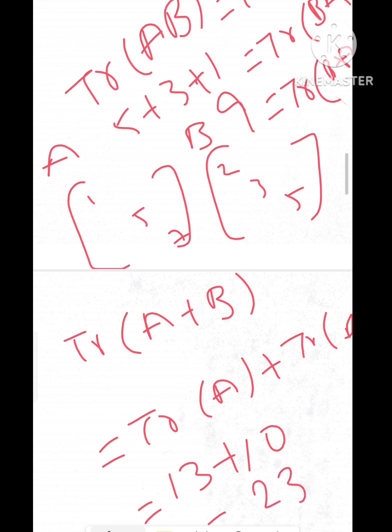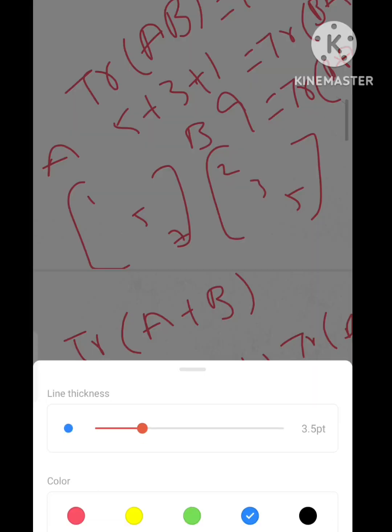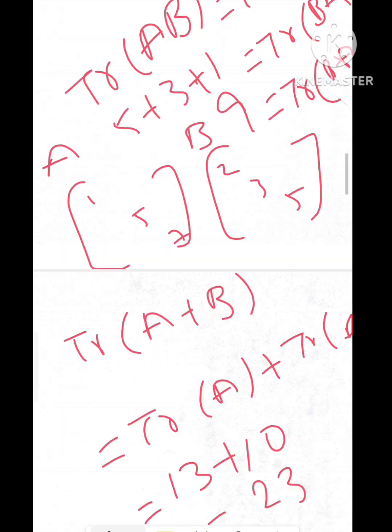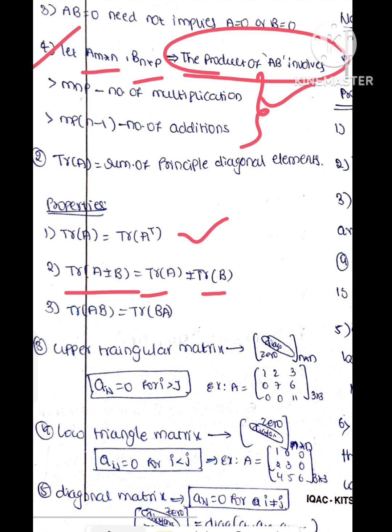If they ask for the trace of A minus B, then just use minus here. So 13 minus 10 is 3. So trace of A minus B is 3. In this way you can find it if they ask in exams. So this is about the trace of the matrix.